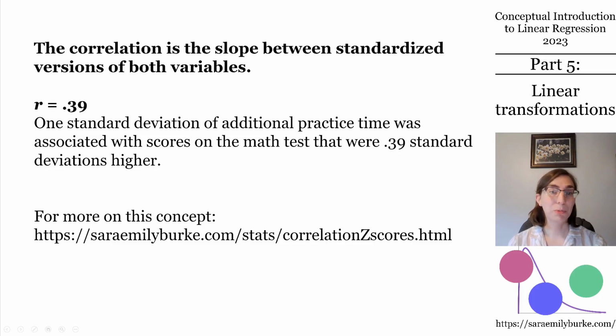So for a correlation of 0.39, we could say one standard deviation of additional practice time was associated with scores on the math test that were 0.39 standard deviations higher. That's a reasonable interpretation for any standard Pearson correlation, because correlation is standardized slope. It might be hard to imagine why z-scoring both variables makes it so that the slope does not even depend on which one is the response and which one is the predictor, or the units of either variable, and it becomes this unitless standardized statistic.